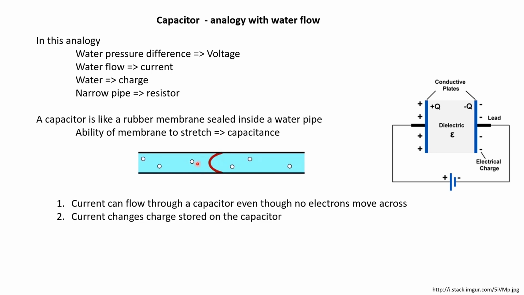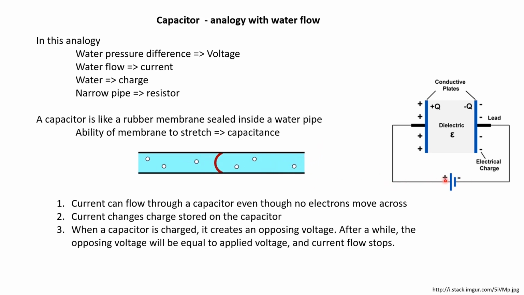and at some point this opposite pressure will become equal to the original pressure difference that was applied, and when that happens, the flow of water will stop. It will keep on decreasing gradually, and at some point it will stop. Similarly here, as charge is getting accumulated on the capacitor, it also generates an opposing voltage, and that opposing voltage reduces the amount of current that is flowing over time, and at some point this opposing voltage becomes equal to the original voltage, and at that point the current flow stops.